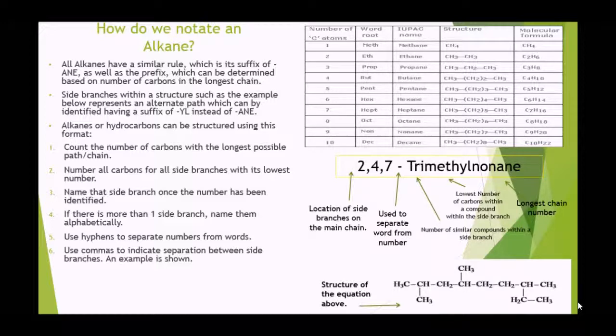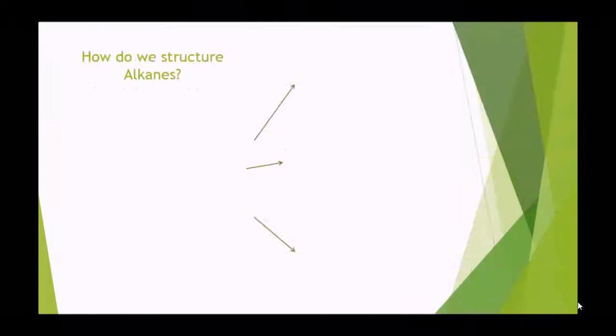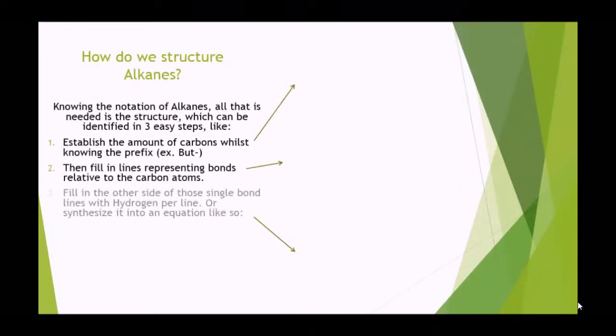An example is shown. Now the 2, 4, and 7 represent the placement of the side branches within the main chain. So if you look in the example shown here, at number 2, the second carbon, there is a branch there, thus 2. At the 4th position of the carbons, there is a side branch, as well as at the 7th.